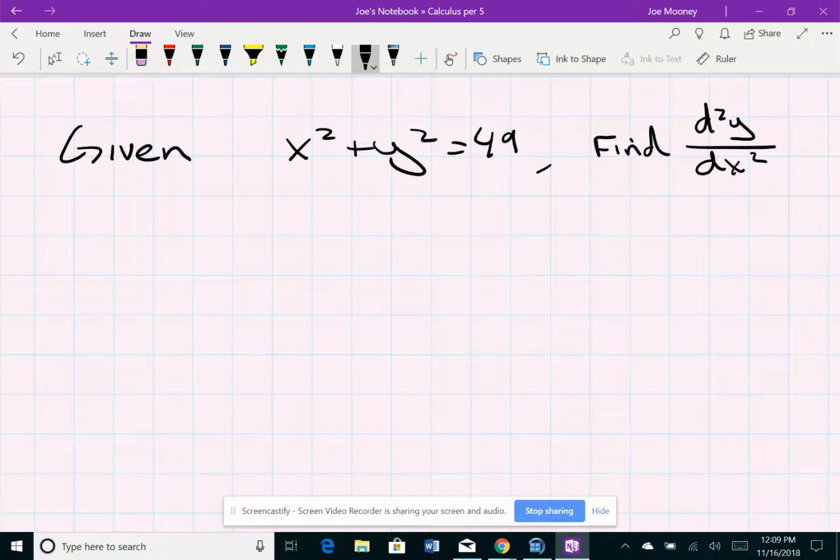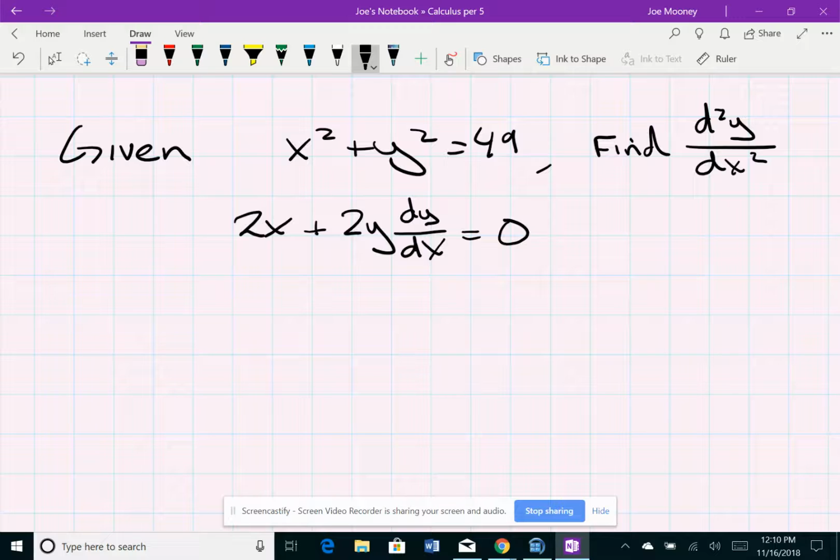So as we march forward, take the derivative of the first as normal. Remember, I'm taking the derivative of x squared with respect to x, so the variables agree. So 2x. Derivative of y squared is 2y. Y is not x, so it needs to be followed by the chain rule, dy dx. Take the derivative of the right-hand side. Derivative of the right-hand side is 0.